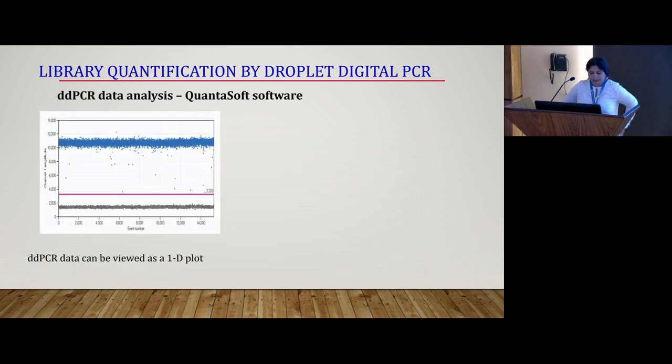This is the interpretation: ddPCR data can be viewed as a 1D plot. That means only one target is amplified. The event numbers are plotted on the x-axis, and the fluorescent intensity is plotted on the y-axis, and a red line is a threshold. Events above the red line are considered positive, and those below the red line are negative.